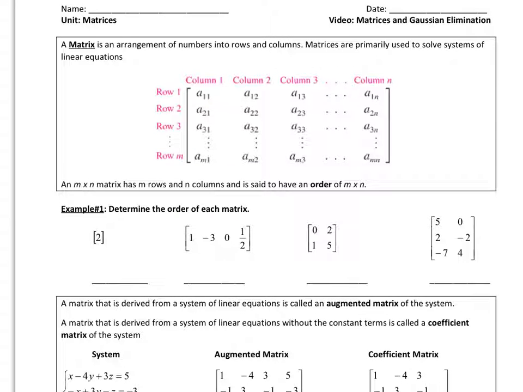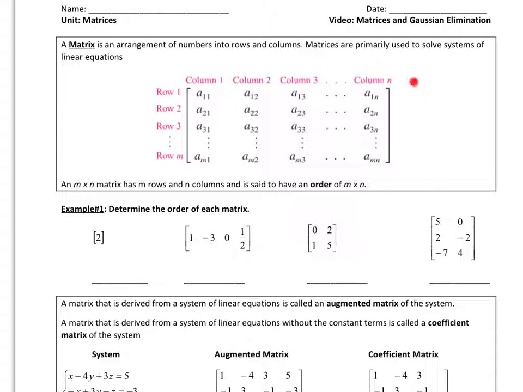Hi everyone, in today's lesson I'm going to introduce the definition of a matrix and how we can use matrices to solve systems of equations by Gauss elimination. A matrix is an arrangement of numbers into rows and columns. Matrices are primarily used to solve systems of linear equations.